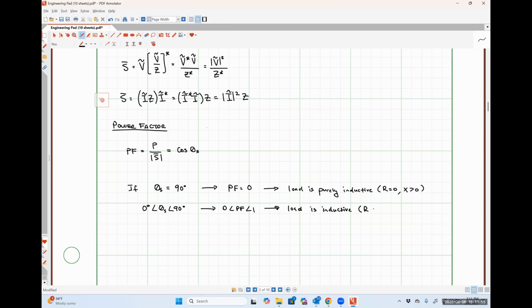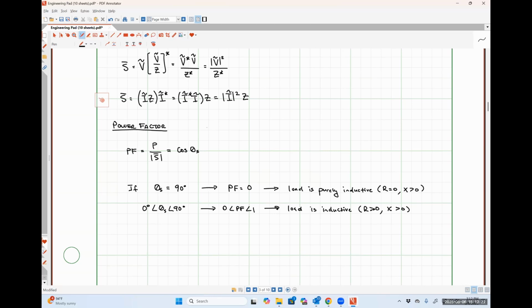Meaning that our resistance is positive and our reactance is positive. So I'm going to add one other thing here really quickly. We talked about this when we were talking about our frequency domain relationships for current and voltage.